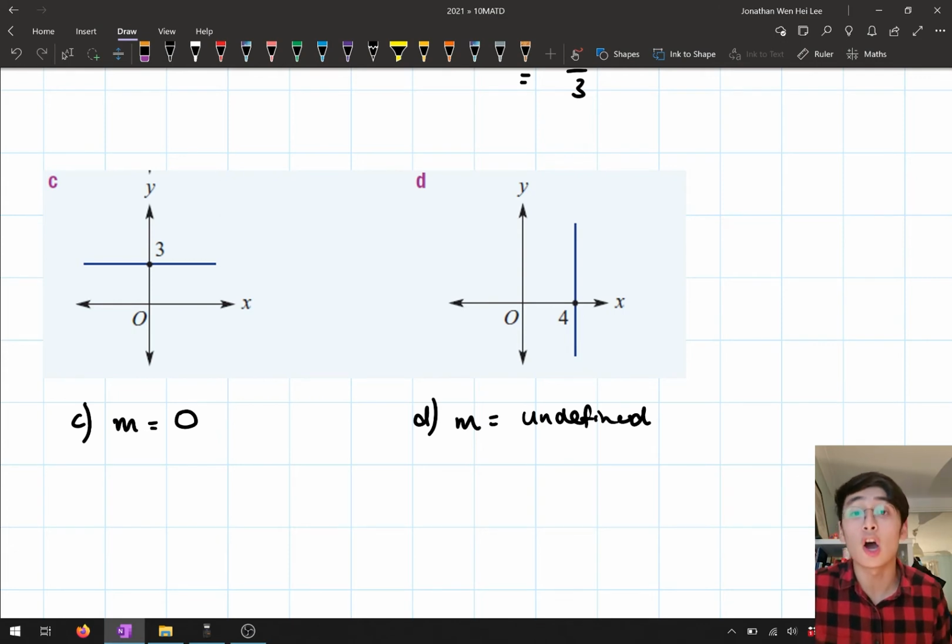Okay, so if you see a horizontal line, that means it has a gradient of 0. And if you see a vertical line, that means it has an undefined gradient. Okay, those are my 4 examples here.